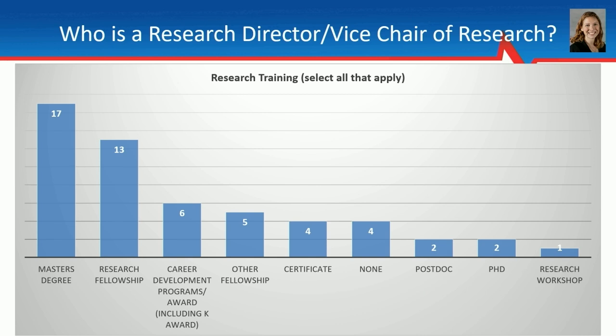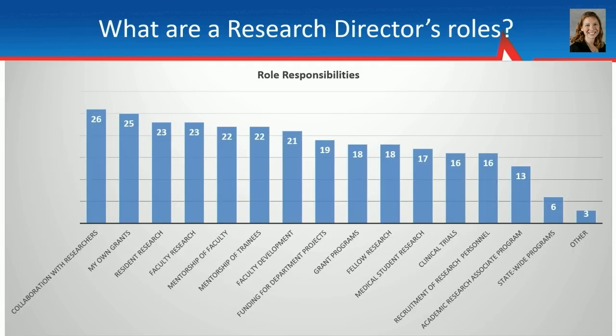We also asked about research training. Again, this was select all that apply, and so the most common research training was a master's degree, followed by research fellowship, and then career development programs or awards, including K awards. We also asked about roles and responsibilities, and the most common response was collaboration with researchers, followed by my own grants. Resident research was a big one as well, and faculty research, and then mentorship of faculty and mentorship of trainees. So a lot of mentorship, a lot of research, and working with both the faculty and the residents on that.